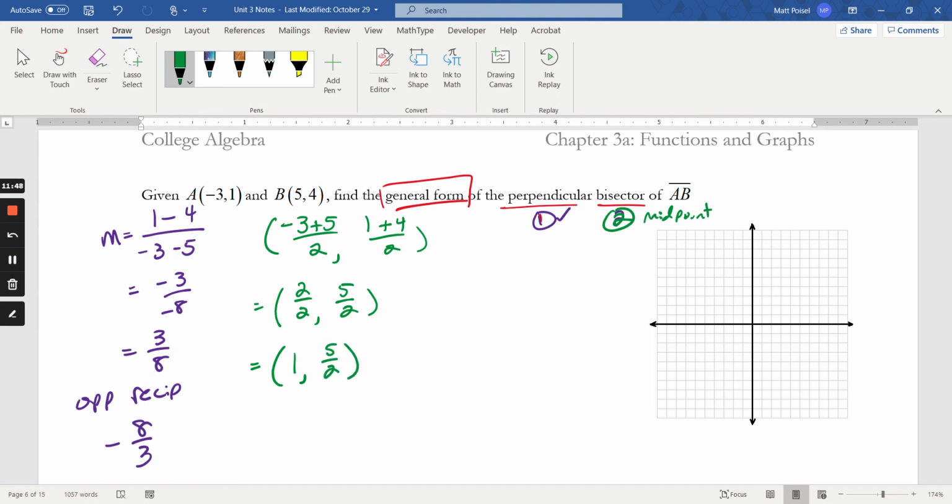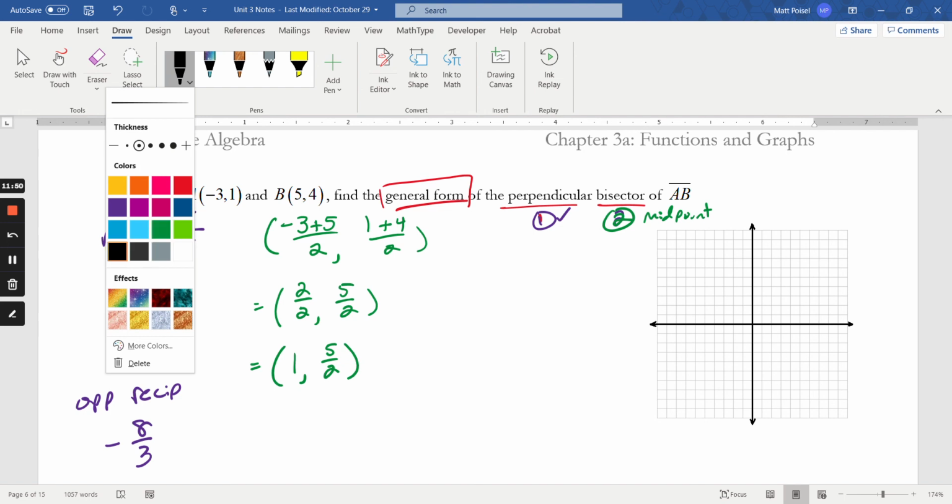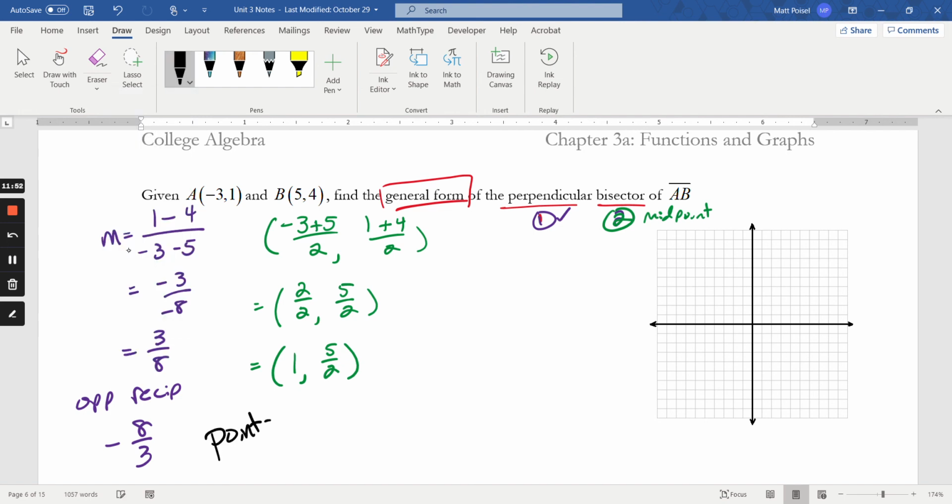All right, that's actually enough information to go to point slope form. So I'll go y minus 5/2 equals -8/3 times (x minus 1). Now, that would be awesome, and we could stop right there, except our question says get it into general form. Okay, that means we need to get all the x's and the y's together on one side, and then usually we're going to get rid of all of our fractions also.